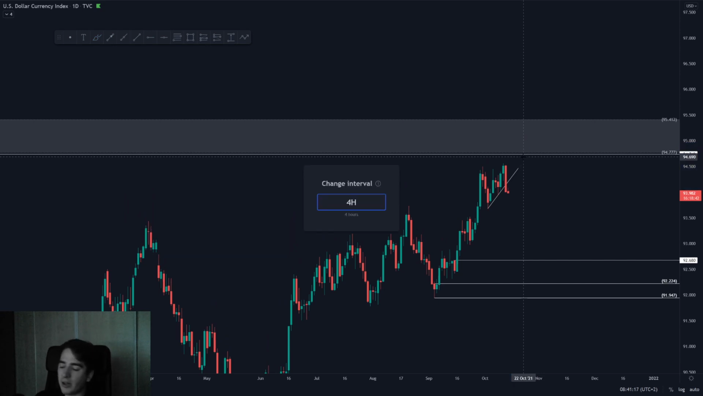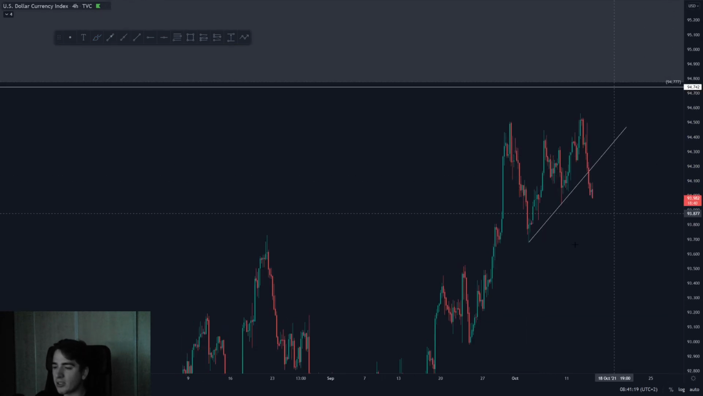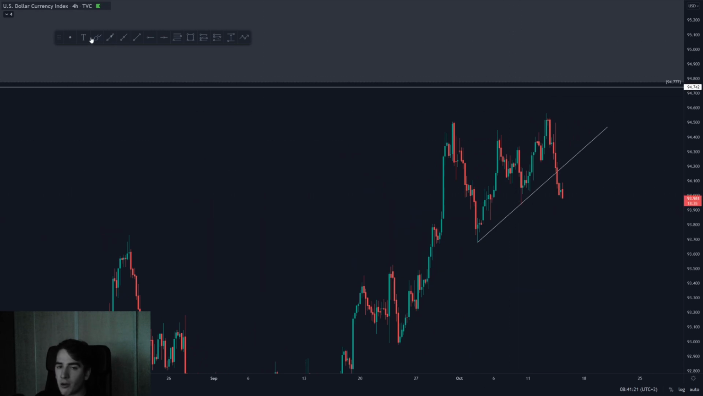We have to keep an eye on the 4-hour structure for now, because if we do not even create a new lower low, because for now we just have an equal low, this for me isn't a pullback. Then nothing has changed in regards to structure, and we are in some way still bullish, of course.